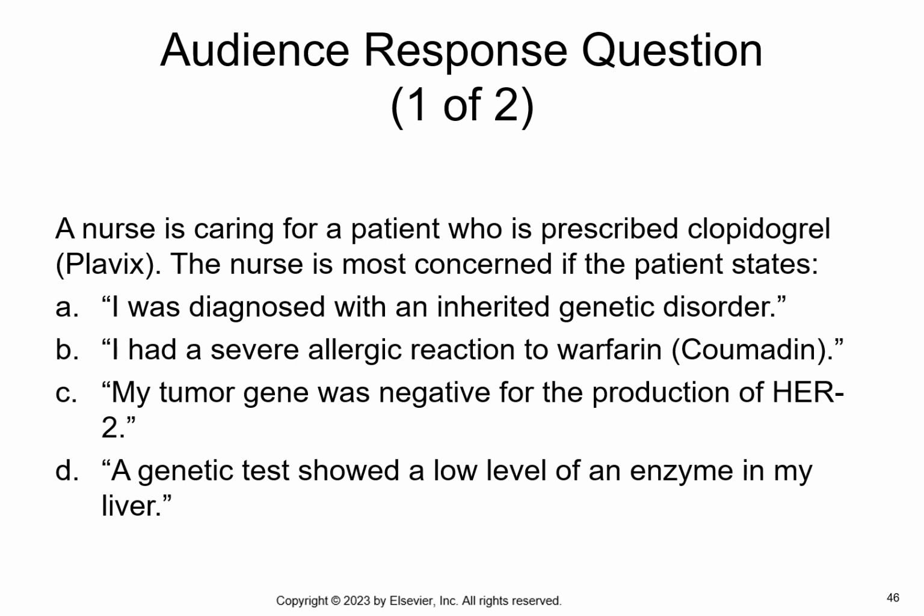However, D, a genetic test showed a low level of an enzyme in my liver. Right, cytochrome P450 is a liver enzyme. So of these four, I would be most concerned. I would want to explore exactly what that patient was talking about, as far as pharmacogenetics of that patient.